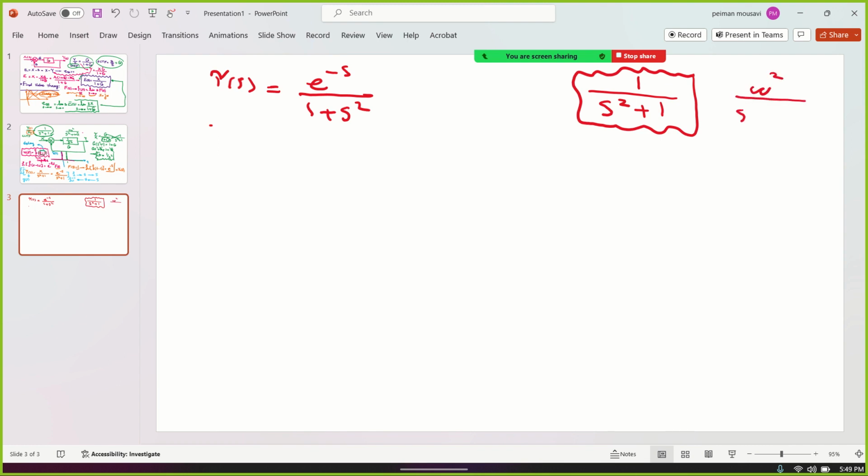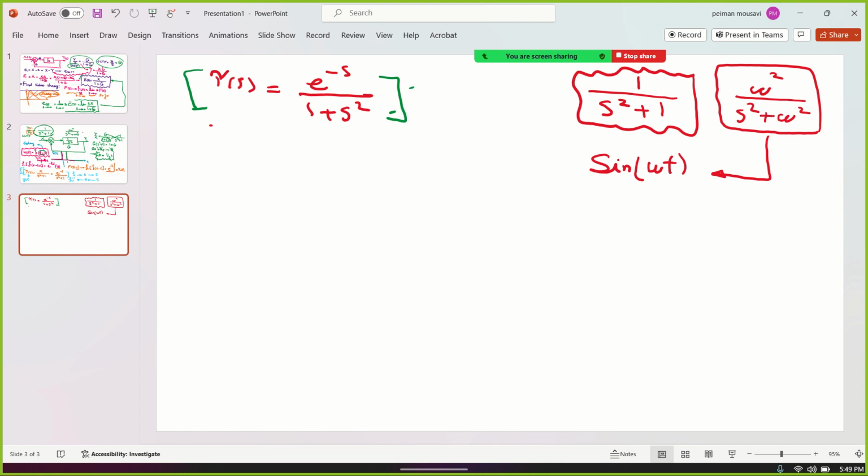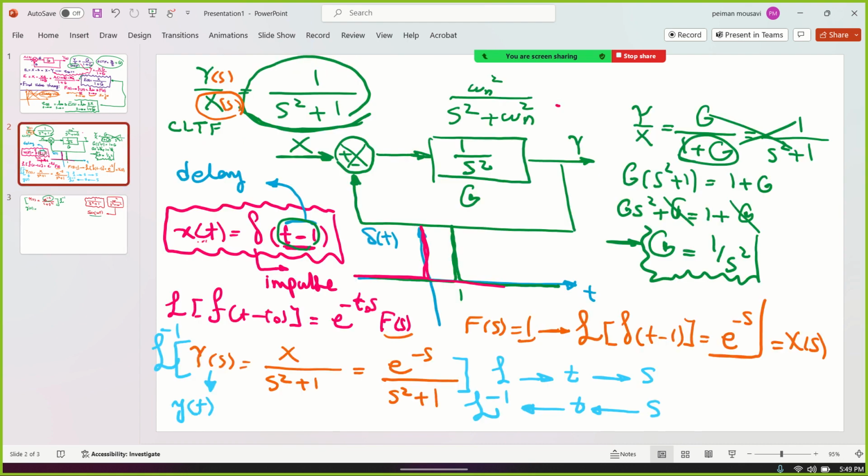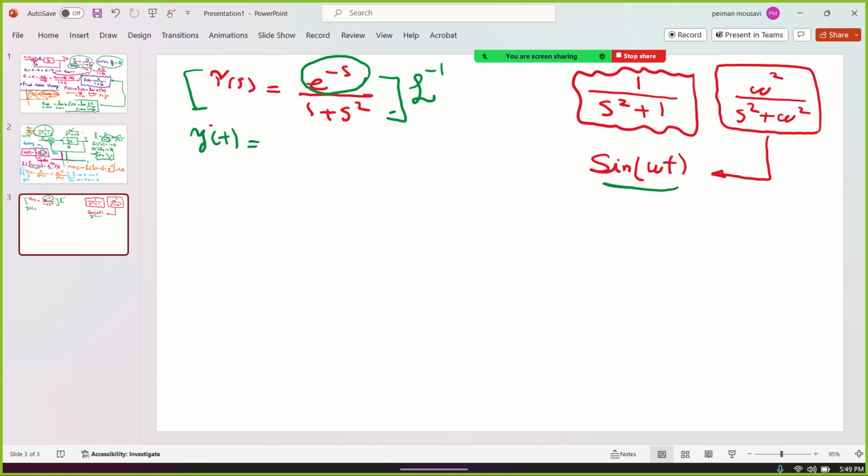Omega squared over s squared plus omega squared. Which function leads you to this function? Yes, sine of omega t. So when I apply inverse Laplace to find y of t in the time domain, y of t is sine, but this shows me again what I just taught you on the previous page. This shows me what? Delay.